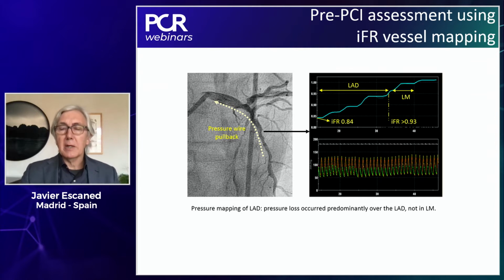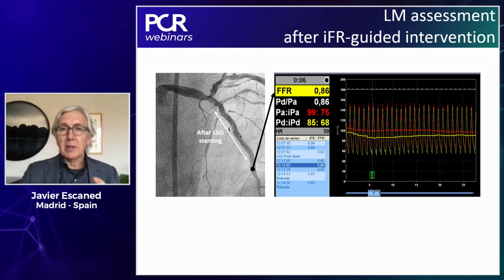And when you analyze the pullback curve that you have at the right, you understand that actually most of the pressure loss is due to the mid-LAD segment and not to the left main. You can see clearly that the left main, the blue line at the level of the left main, is actually showing non-ischemic IFR values. So based on this, we treated selectively first that part of the LAD, repeated the measurement using on this occasion FFR, and we could see that actually the FFR is non-significant.